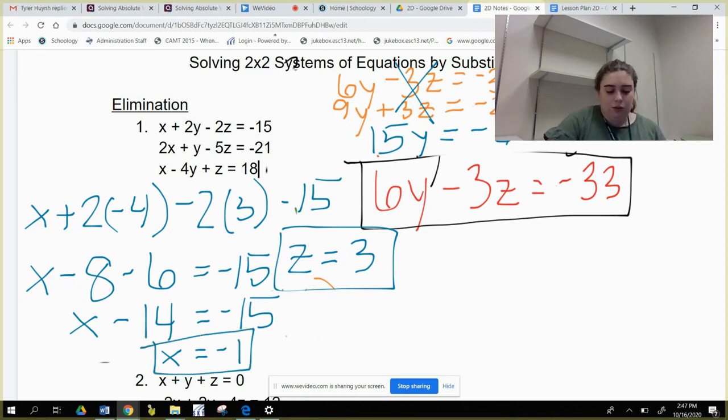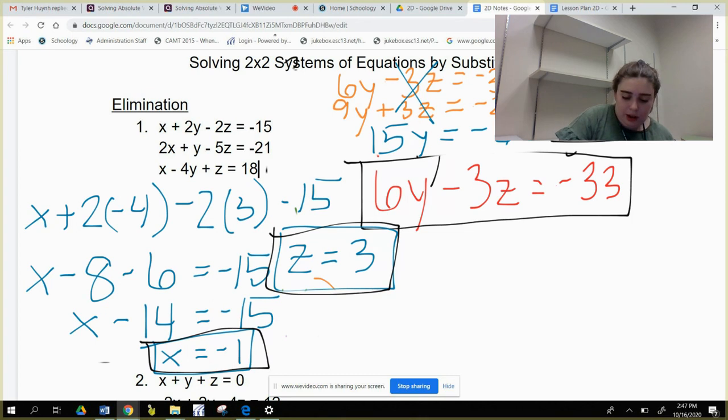All right, so our solution, let me double box those. Our solution is x equals -1, y equals -4, and z equals 3.